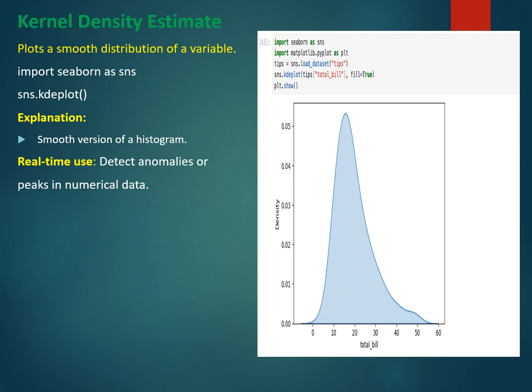Kernel density estimate. The kdeplot function plots a smooth probability density curve. It is basically a smoother version of a histogram. In ML projects, KDE plots help detect multiple peaks, data skewness, and distribution overlap between classes. For example, in fraud detection, KDE can help visualize how fraudulent transactions differ from normal ones.